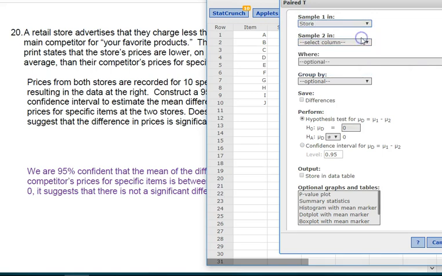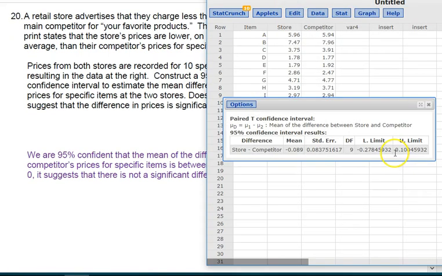So sample 1 is in the store column, sample 2 is in the competitor column. What we're doing this time is a confidence interval, 95%. Here are the results for our confidence interval.